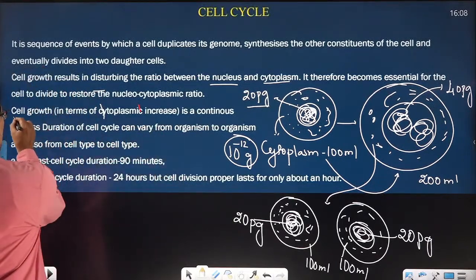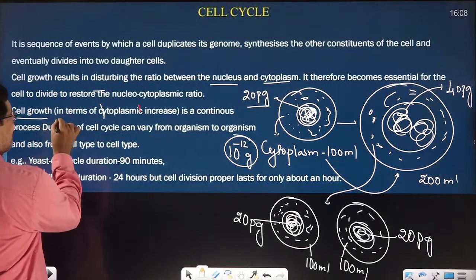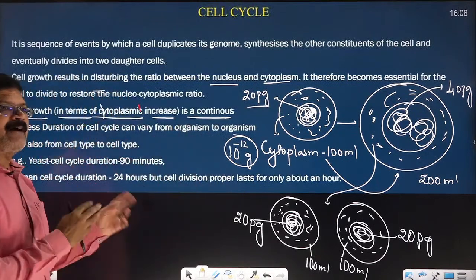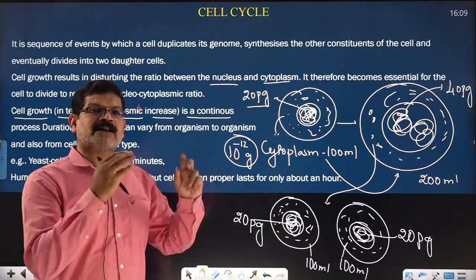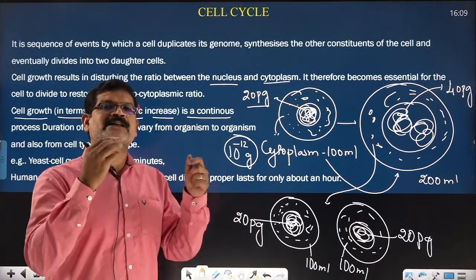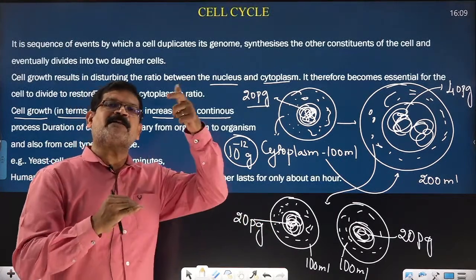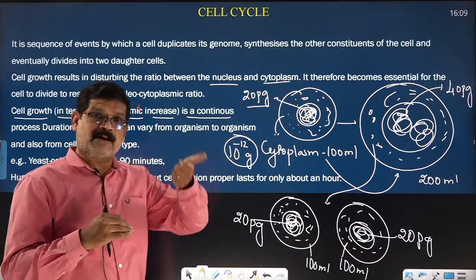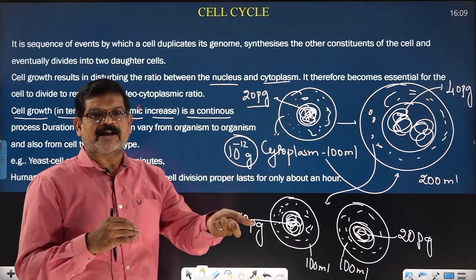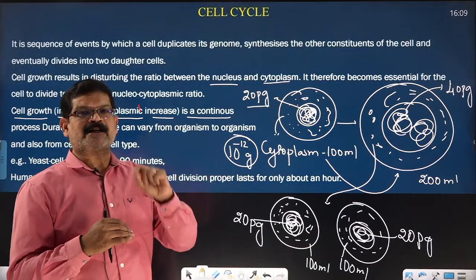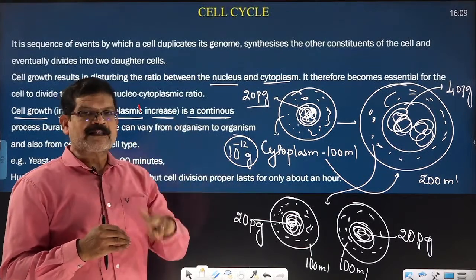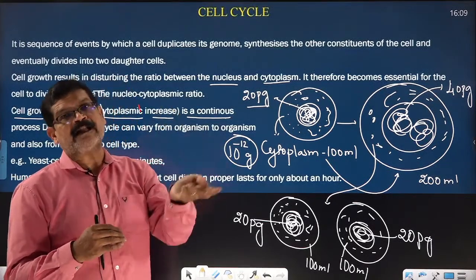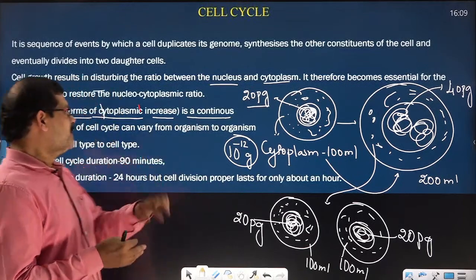Next one, we come to the next point: cell growth in terms of cytoplasmic increase is continuous. Generally after the two daughter individuals are formed, the cell will start increasing in its size. Once again the daughter individual has to become a parent. Again in that parent, everything which is present gets doubled, and again it starts dividing. Like this, one cell divides and produces two daughter individuals. Once again the two daughter individuals become the parent, and again they divide, again they produce two daughter cells. Like this it will keep dividing.